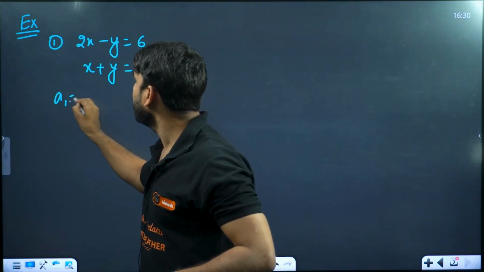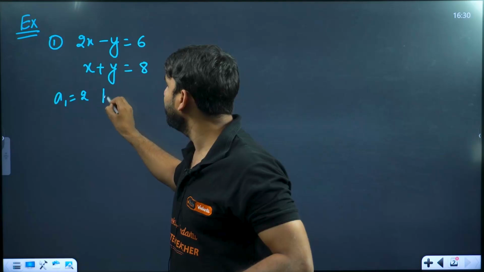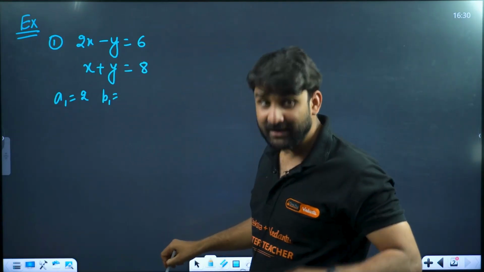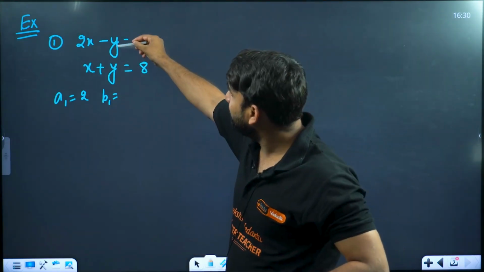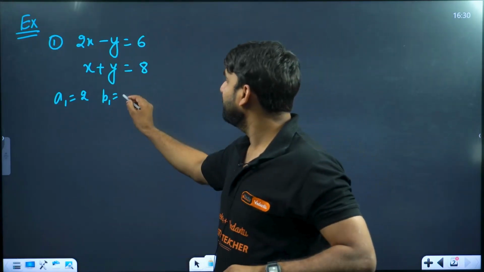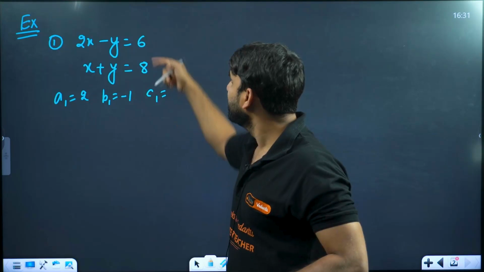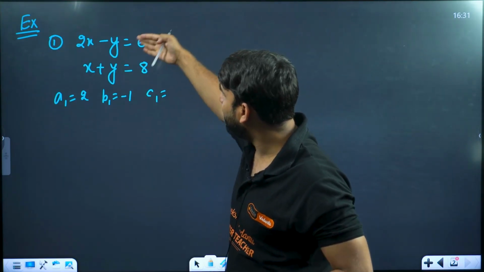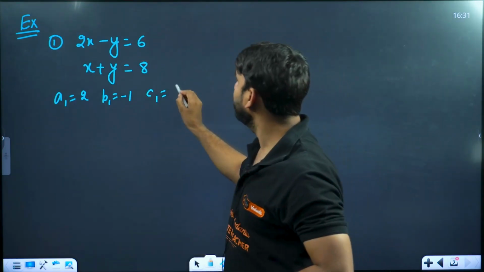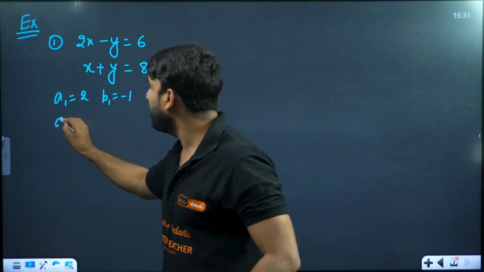What will be a1? The coefficient of x in the first equation is called a1. What will be b1? b1 is the coefficient of y in the first equation. Here y is alone, there is nothing, so it will be 1. The minus sign is there, so we have to consider the minus also. And both c's are on the right side of the equal sign, so we don't need to change the sign, we can directly write as it is. And what will be a2?